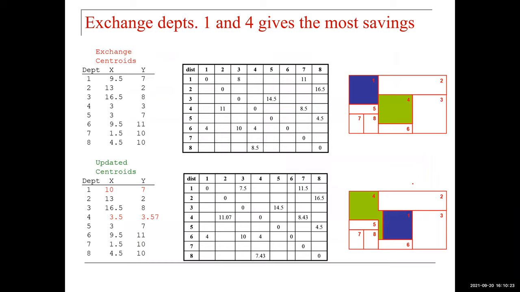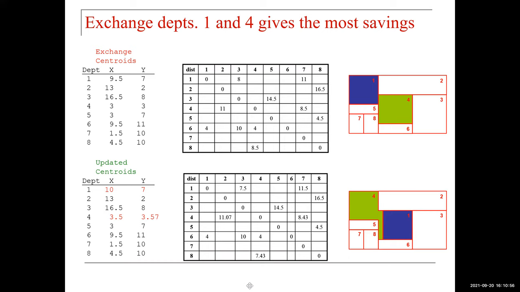So let's look at the exchanges. So these exchange departments, this is the one that gives us the most savings. So again, these are the exchange centroids. The centroids for one were assigned to four, and the centroids for four were assigned to one. And using that information, then we find the new distances. Okay, so those are the new distances.